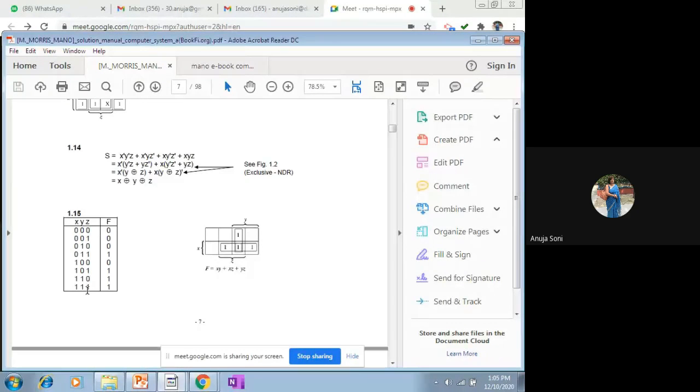What are the possible values? 0 0 0, 0 0 1, 0 1 0, 0 1 1, 1 0 0, 1 0 1, and so on. You have to list out all the possible combinations of those input variables. Now, which value of f are we going to obtain? The mention is there in the given problem. What is the logic specified in the given problem?